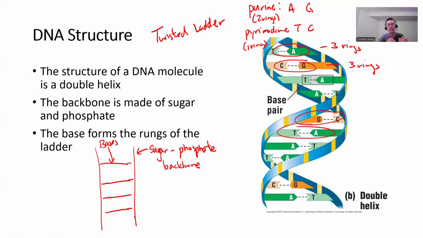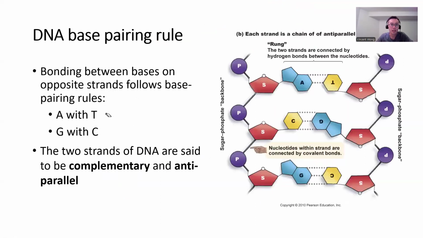A purine will always pair with a pyrimidine. Specifically, A always pairs with T, and G always pairs with C. Just remember, you can spell the word AT. They always pair up. So that's the pairing rule, meaning if you know one strand, you will be able to predict what's on the other side.